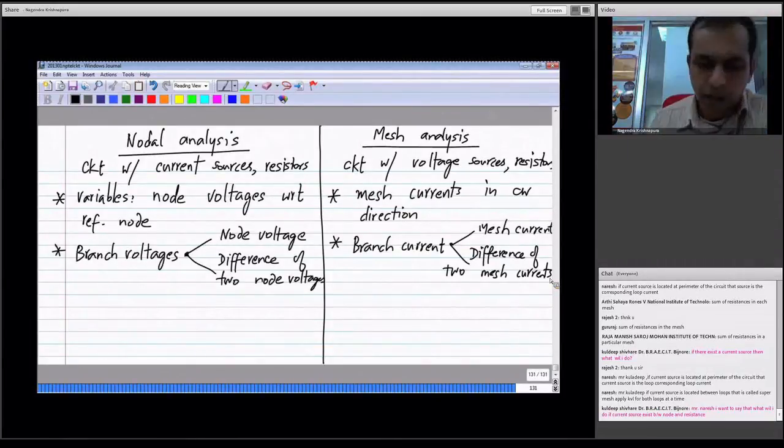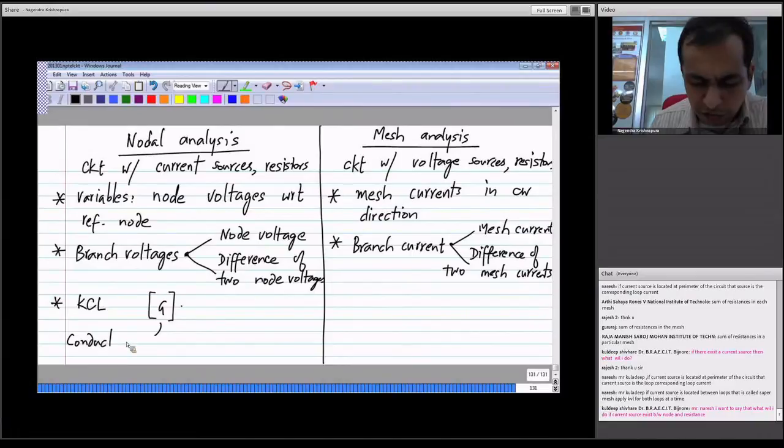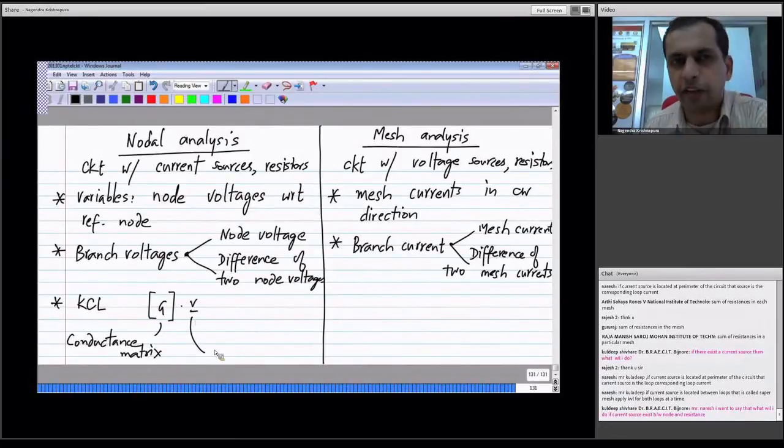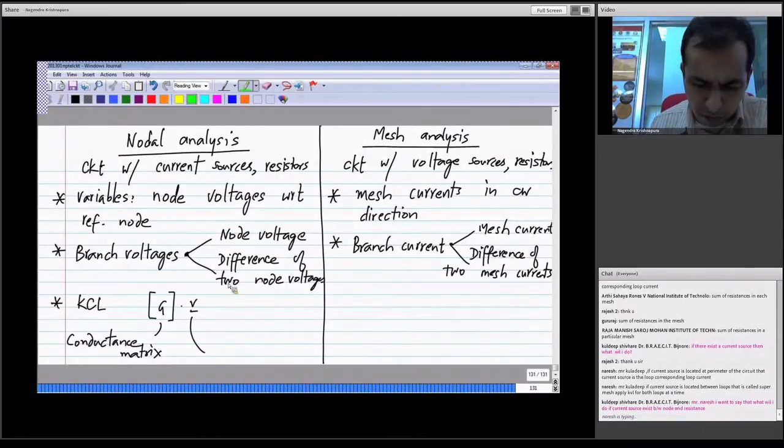Okay, and finally, if you write out the KCL equations and group the variables and write it in this neat matrix form, you will get the conductance matrix times the vector of node voltages. So this is the vector of unknowns. This V with a bar underneath denotes a vector, and a vector is nothing but a matrix, but it has only one column. Okay, equals the source vector.